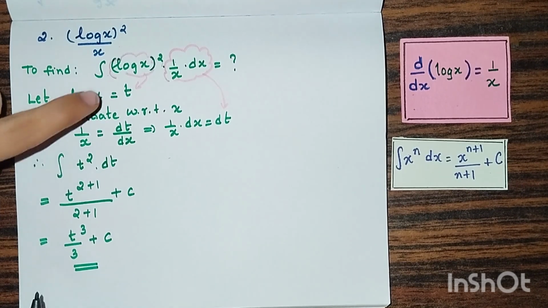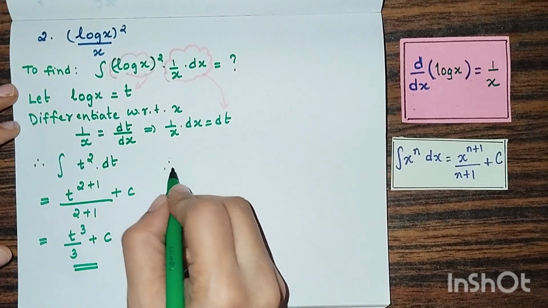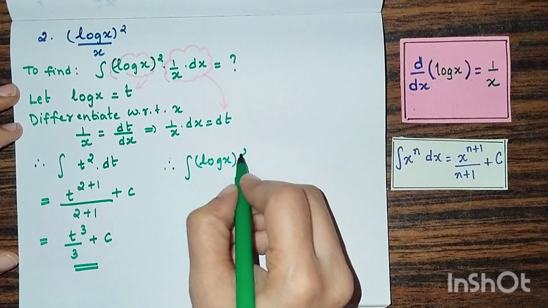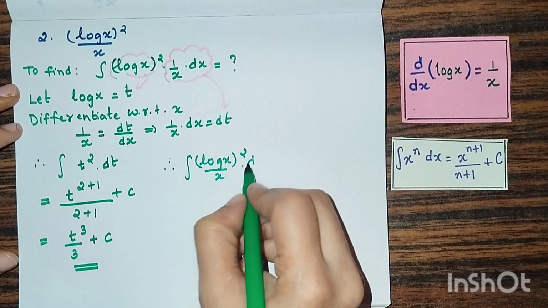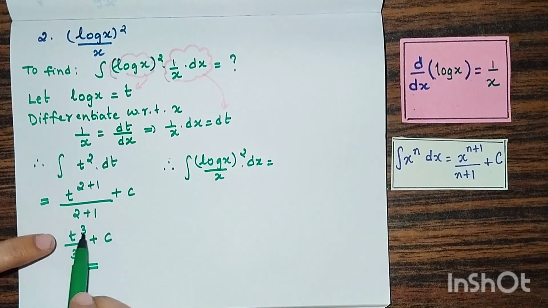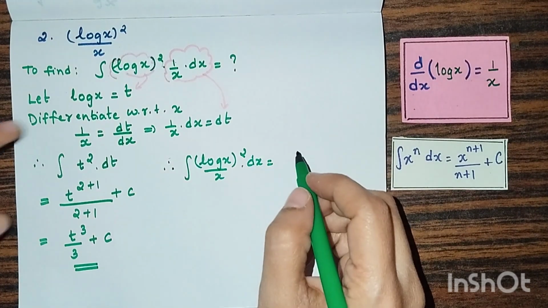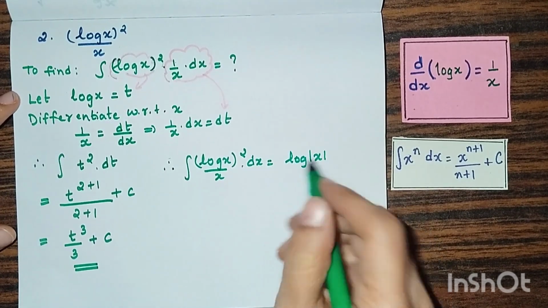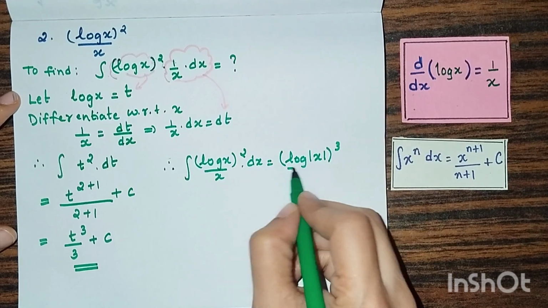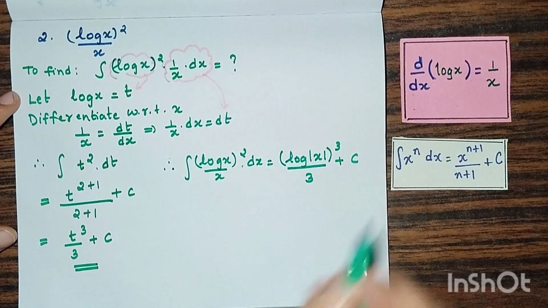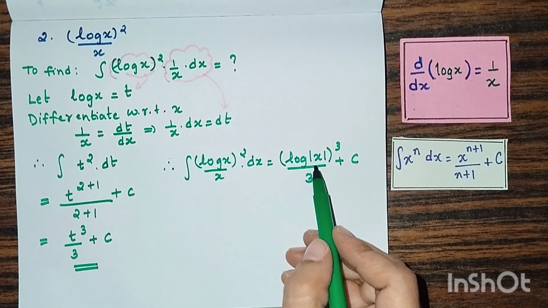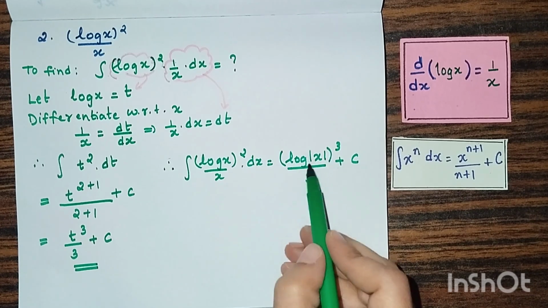But here, since we have done the substitution method, we have to get back the original value. So therefore, we will write the integral of log x the whole square by x with respect to x is equal to, not t cube by 3, but in the place of t we have log modulus of x, the whole cube, divided by 3 plus constant of integration. So why are we writing the modulus sign? Because in order to filter out all the negative values, we are putting the modulus sign.